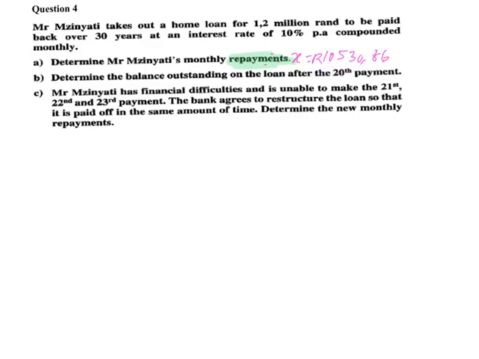Now, question B: Determine the balance outstanding on the loan after the 20th payment. So now, the balance outstanding. Again, the balance outstanding is my present value formula, right? That's my balance outstanding: 1 minus (1 plus i) to the power of negative n, divided by i. Now what's the question? Balance outstanding after 20 payments. Therefore, my balance outstanding has to be the same.